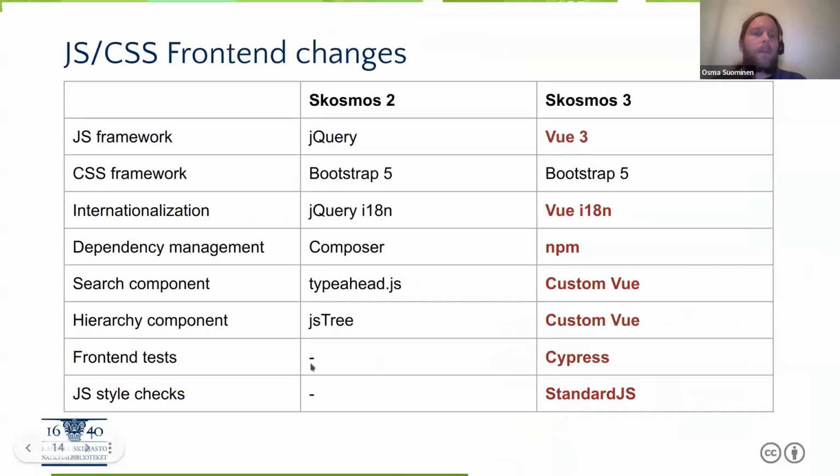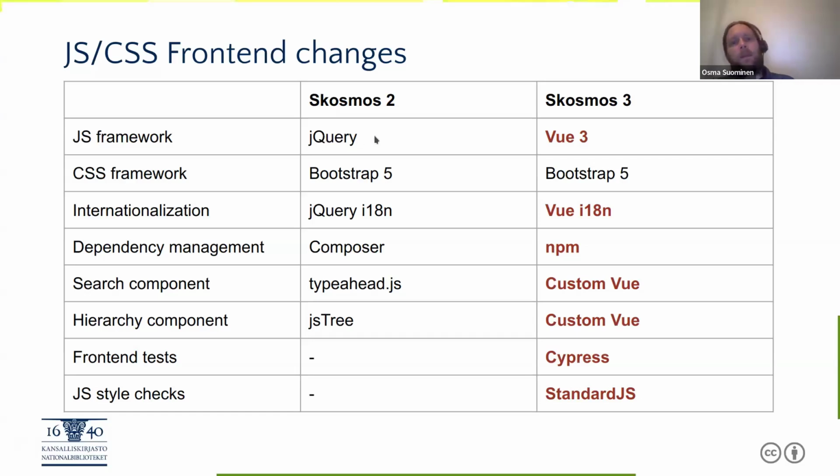Okay, then moving on to some of the details. So first of all, the changes on the front end side. The JavaScript framework, like I said, Skosmos 2 was based mainly on jQuery, and now we are switching to Vue version 3. The CSS framework remains the same.